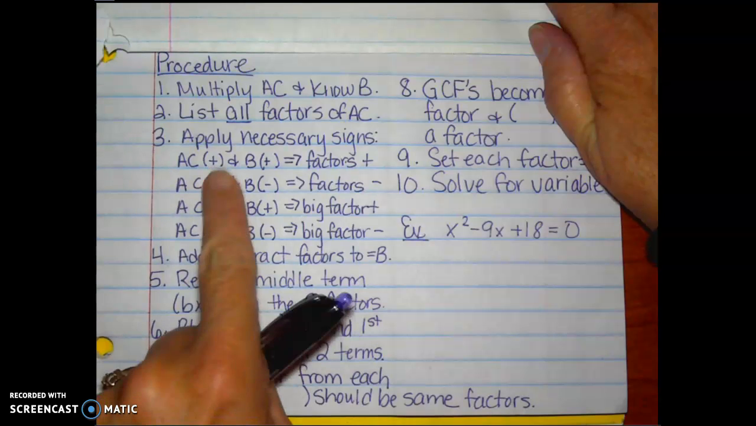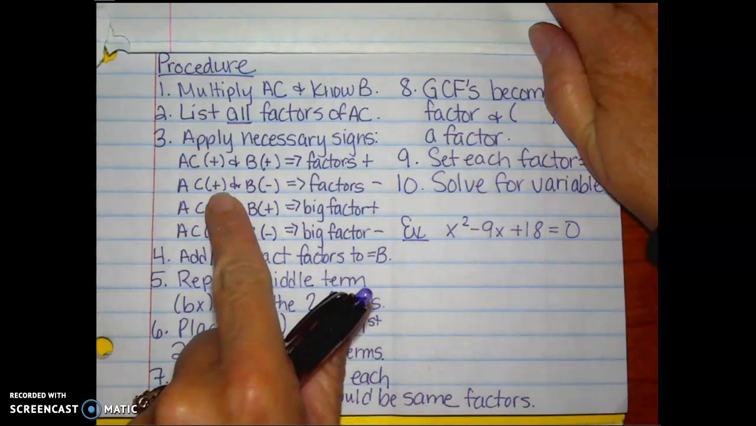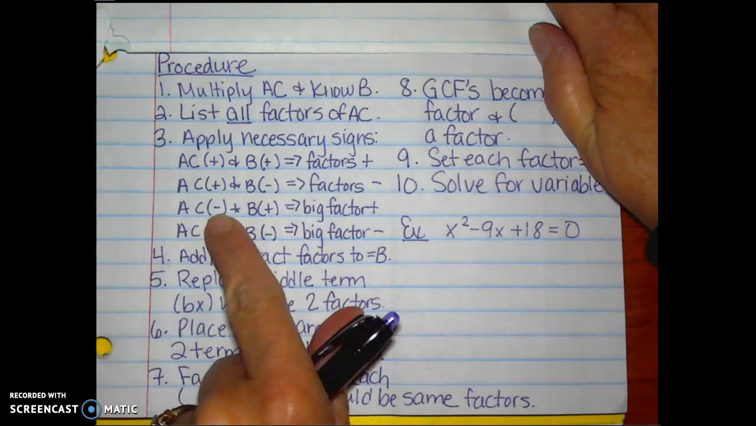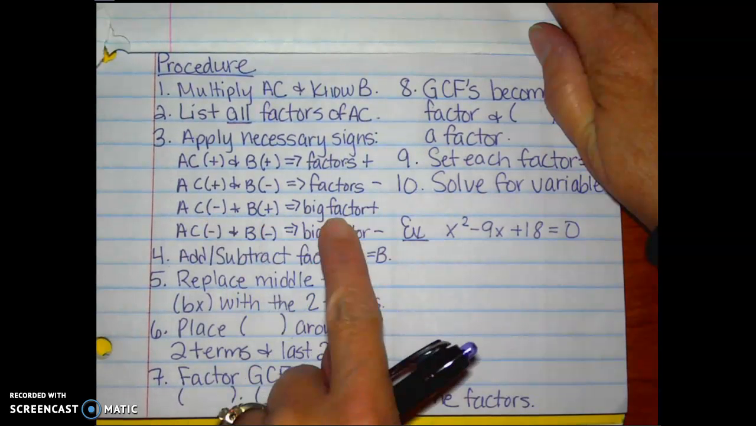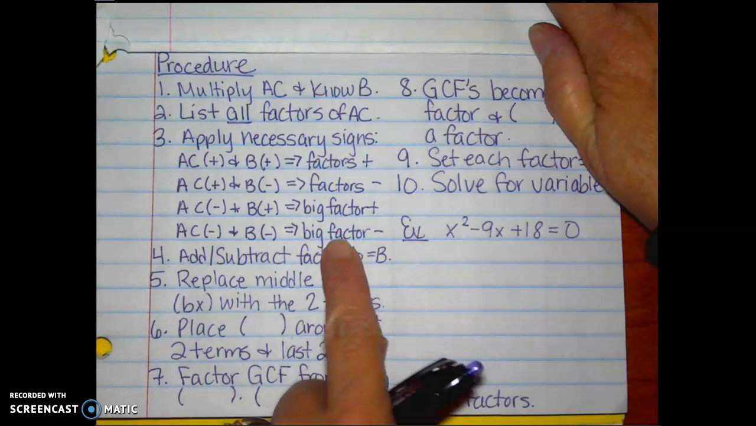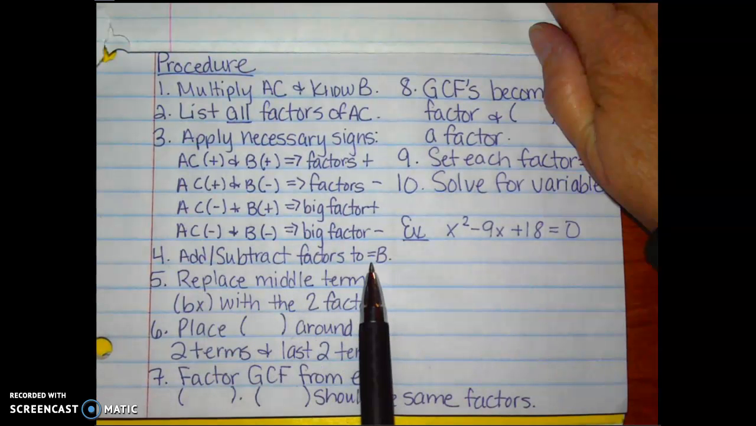So if ac is positive and b is positive, then our factors are positive. If ac is positive and b is negative, then our factors are negative. If ac is negative but b is positive, then the big factor is positive. And if ac is negative and b is negative, then the big factor is negative. Okay, then we want to add or subtract these factors to equal b.